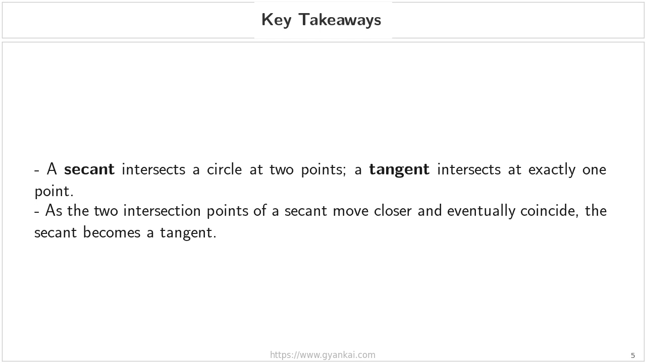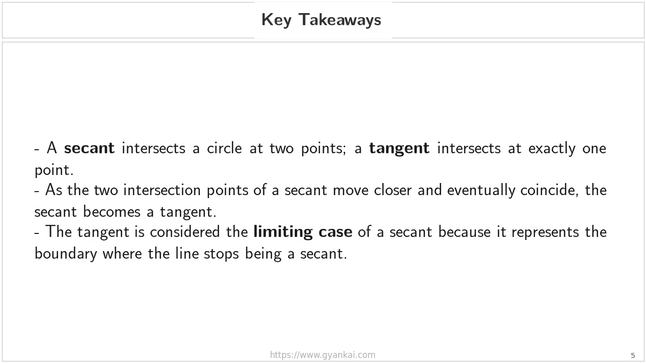Second, remember the process of movement we just studied. As those 2 intersection points of a secant move closer and closer together along the circumference, essentially making the length of the chord approach 0, the secant eventually transforms into a tangent at the moment those 2 points coincide.